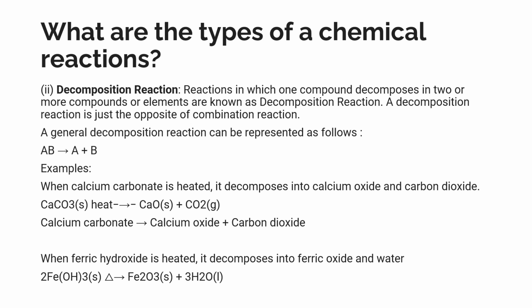Examples: when calcium carbonate is heated, it decomposes into calcium oxide and carbon dioxide. CaCO3 in solid state in presence of heat gives CaO in solid state plus CO2 in gaseous state. In words, calcium carbonate gives calcium oxide plus carbon dioxide. When ferric hydroxide is heated, it decomposes into ferric oxide and water. 2Fe(OH)3 in solid state gives Fe2O3 in solid state plus H2O in liquid state.